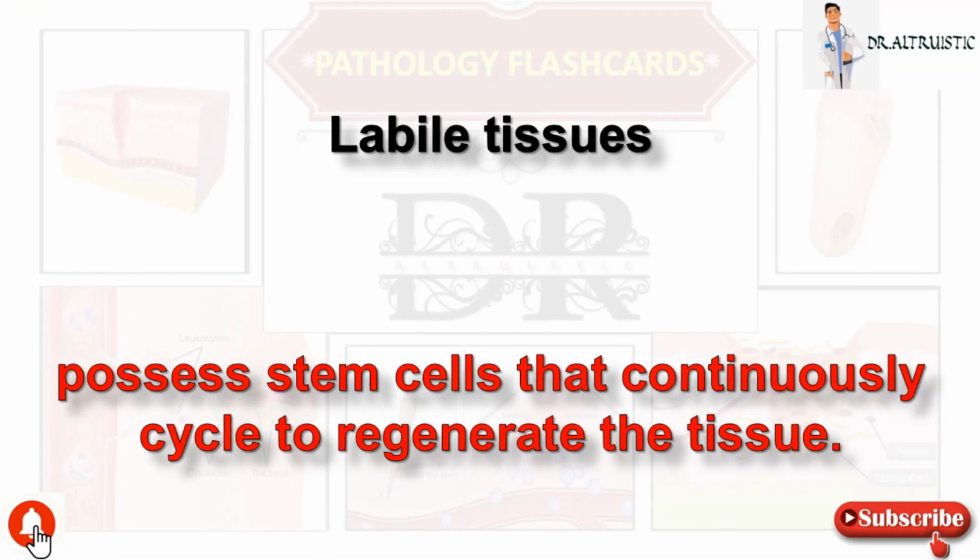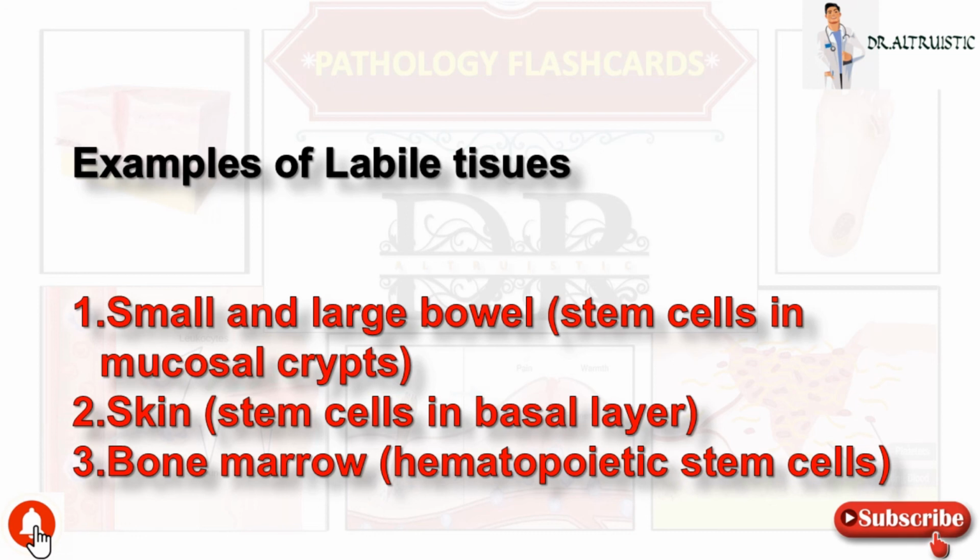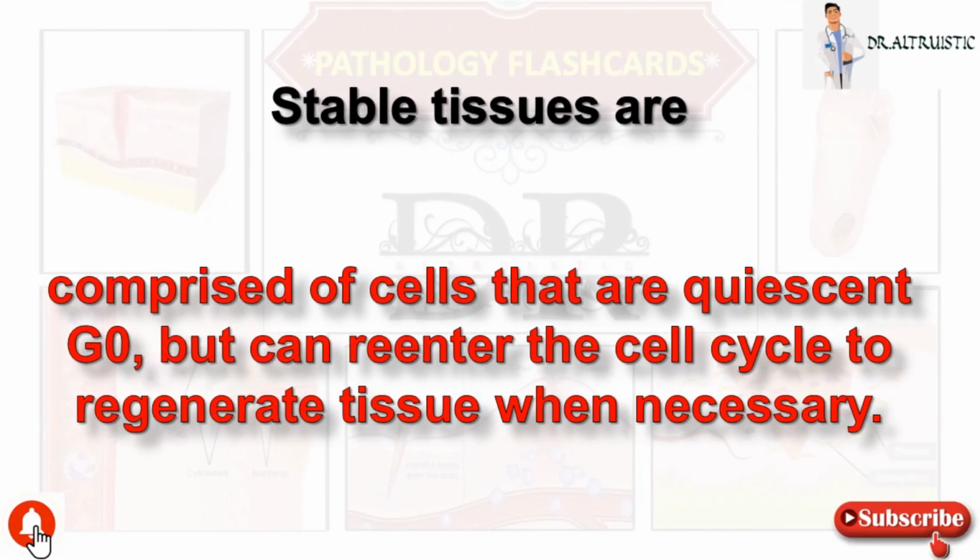Labile tissues possess stem cells that continuously cycle to regenerate the tissue. Examples of labile tissues. 1. Small and large bowel, stem cells in mucosal crypts. 2. Skin, stem cells in basal layer. 3. Bone marrow, hematopoietic stem cells. Stable tissues are comprised of cells that are quiescent G0, but can re-enter the cell cycle to regenerate tissue when necessary.